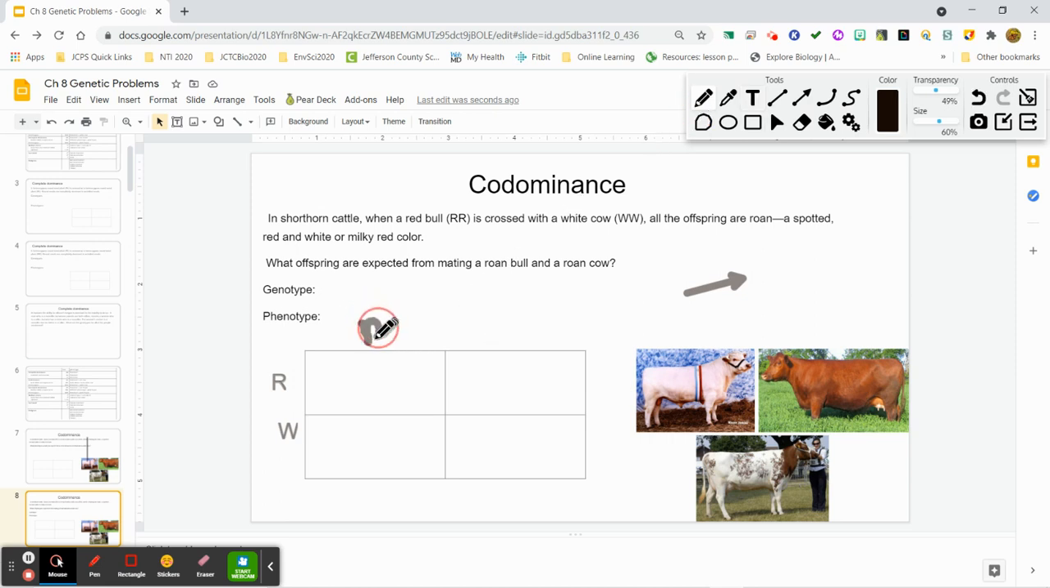And this is going to be an R, and this is going to be a W. And then if you cross these, this is going to be an RW, and this one is going to be an RW, and this one's going to be an R. Sorry, RW, this one's going to be an RR, right? Let me erase that. All right, so this one's going to be an RR, and this one is going to be a WW.